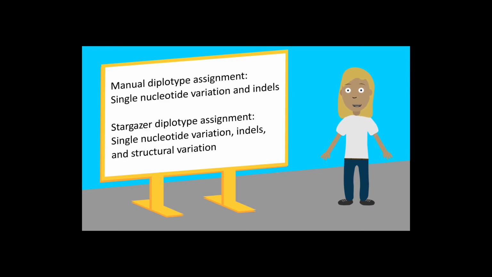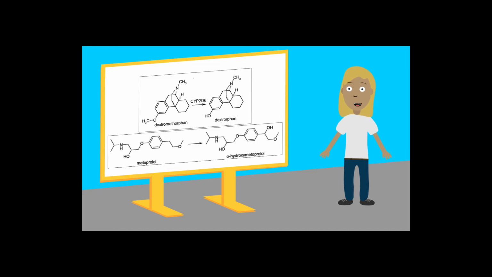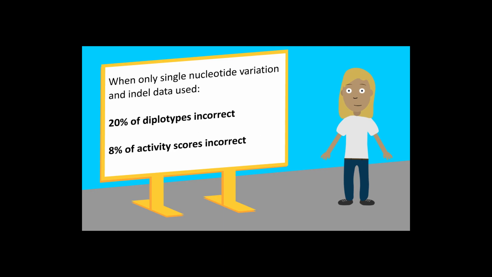Diplotypes were first assigned manually based on single nucleotide variants and indels alone, and then corrected based on structural variation data from Stargazer, a novel bioinformatics tool. We also performed human liver microsome incubations to assess metabolite formation rates of two CYP2D6 probe substrates, dextromethorphan and metoprolol.